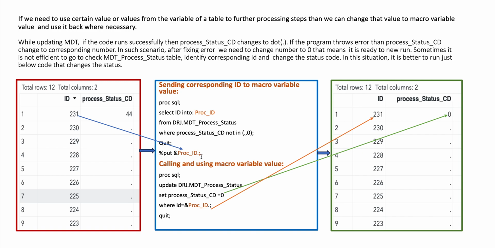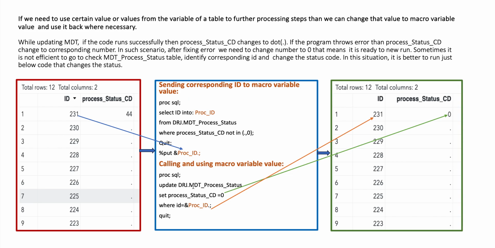Next step, we are going to print the value of this macro variable in our log window. That's why we use %put &proc_ID. proc_ID is the macro variable name. When we use &proc_ID., that means we are calling that macro variable here. When we run the first set of code, it will convert this ID value 231 to the value of the proc_ID macro variable.